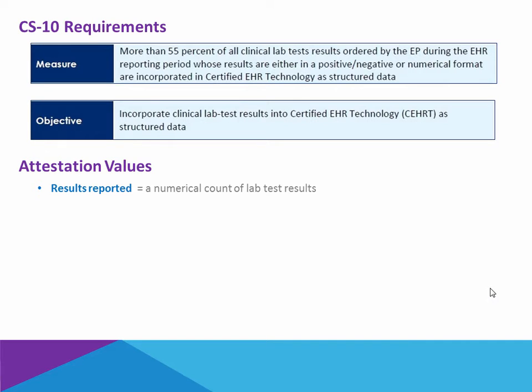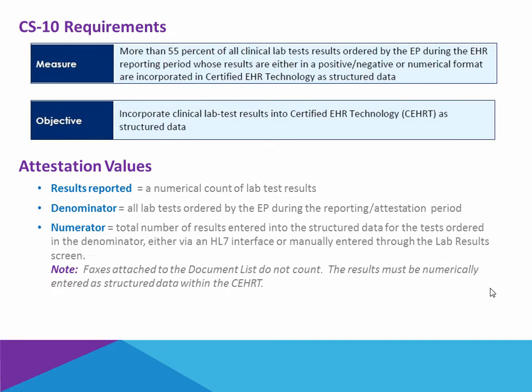system. Now, at the end of the reporting period, the attestation does require a numerical count of lab test results. So there will be a denominator and a numerator that is associated with a count of orders. The denominator represents all lab tests ordered by the eligible provider during the reporting period and up until the actual attestation date. The numerator will then be the total number of results entered into the structured data for those tests where the result was either entered through an HL7 interface or manually by a human into the lab results screen.